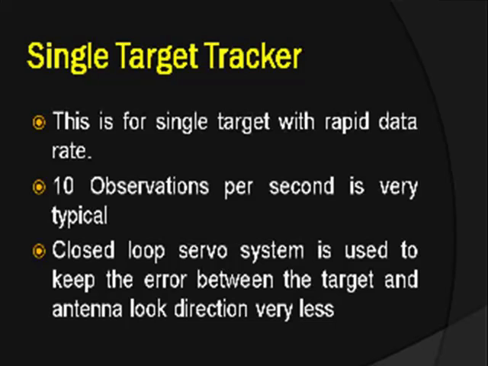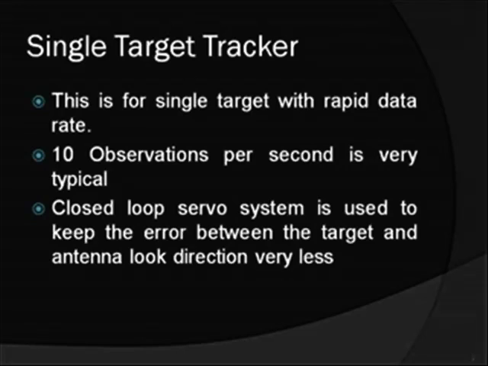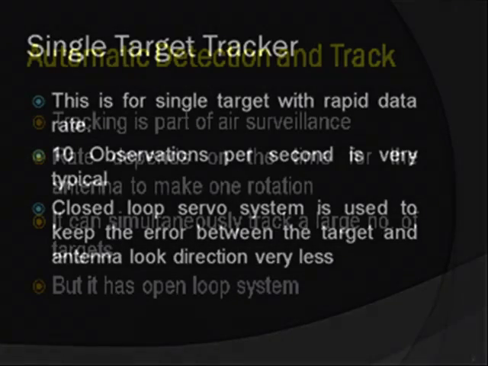So normally we will be satisfied if we can get about 10 observations per second. To lock onto the target and to be able to give the data of the target on a continuous basis, we require a closed loop servo system. And by this, we can try to keep the error between the target and the antenna look direction very less.